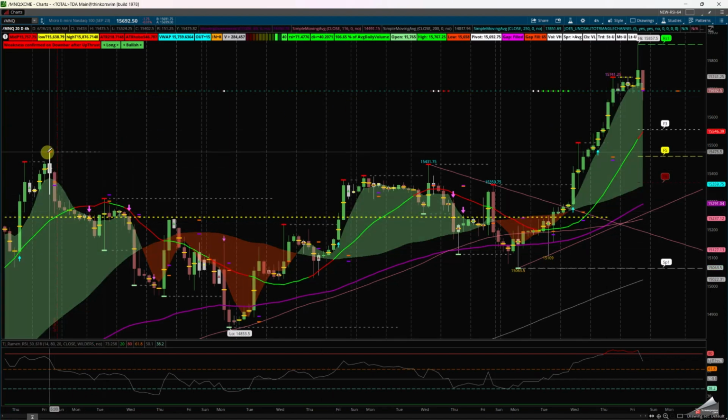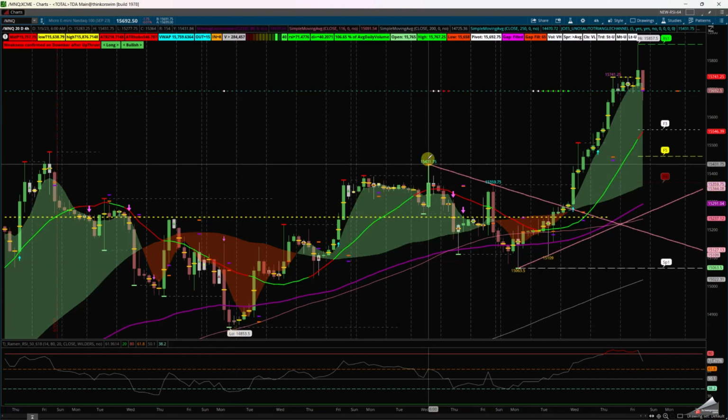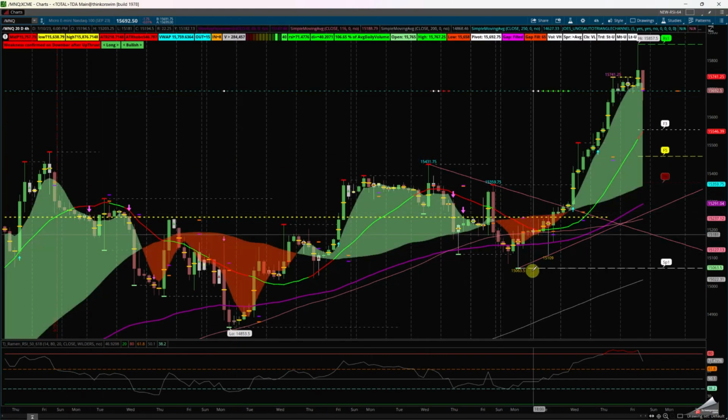You can see this height from here to this low. We went back to that, retested this area. We failed.